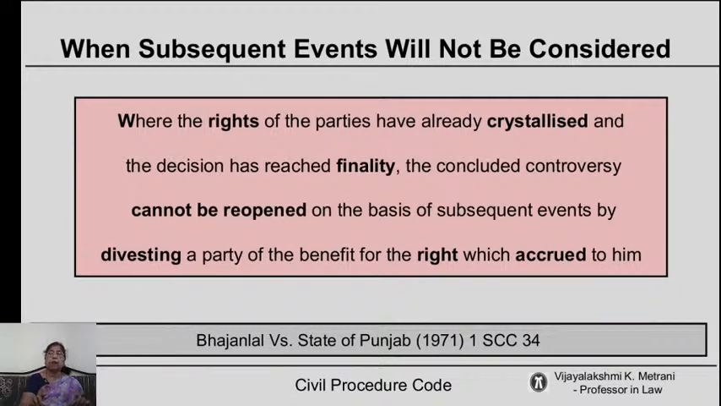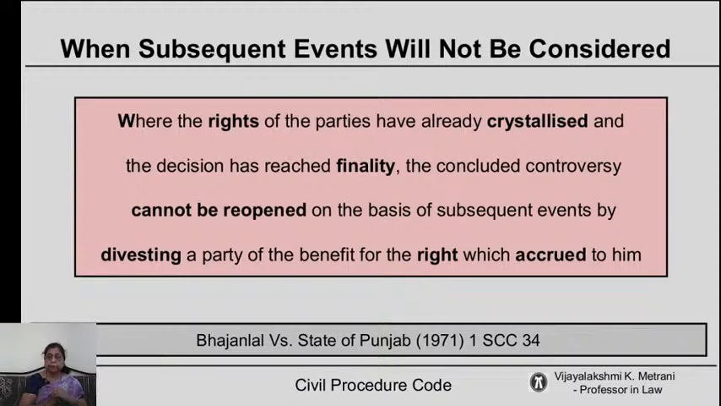Already the court has given a decision relating to some matter, maybe pending the suit itself it has decided some matter, then that concluded controversy cannot be reopened on the basis of subsequent events. This is the case Bhajan Lal versus State of Punjab, 1971, first volume, Supreme Court Cases, page number 34.